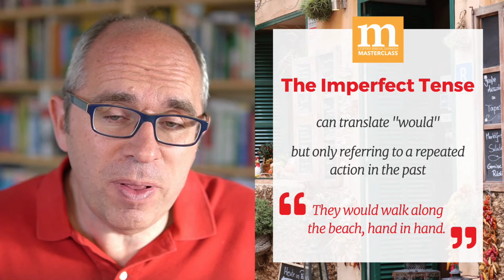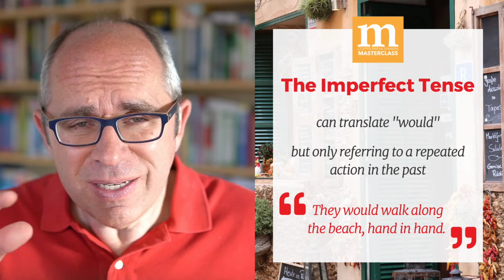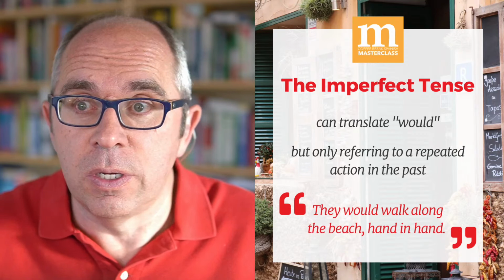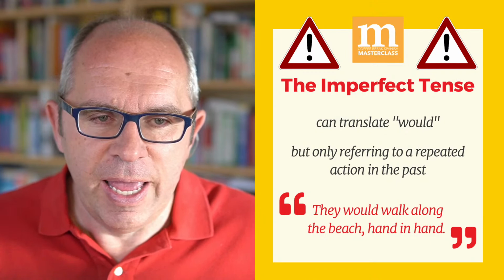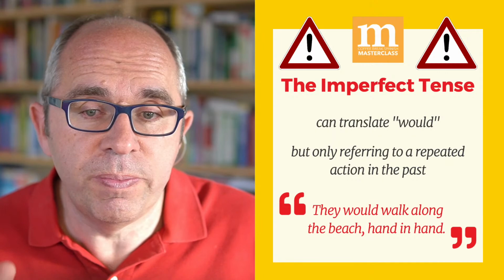imperfect. Now, there is another would, and that would is the conditional. So I would buy a house in Spain if I had lots of money, that kind of idea. That's a different would, okay? That's not a would for the imperfect tense. So you really need to be careful with this would in the imperfect tense because it is something that's very specific. It translates would, but only when it's referring to a repeated action in the past.